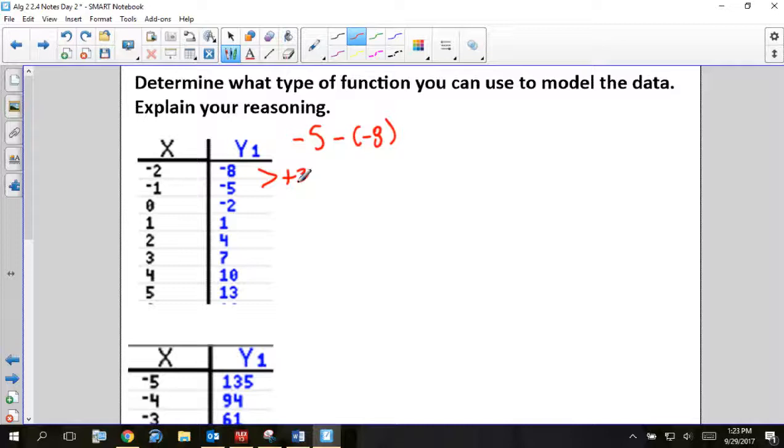Okay, take a moment and find the differences. And then if you know what kind of function it is, say what kind of function it is and say why. And try the next one.